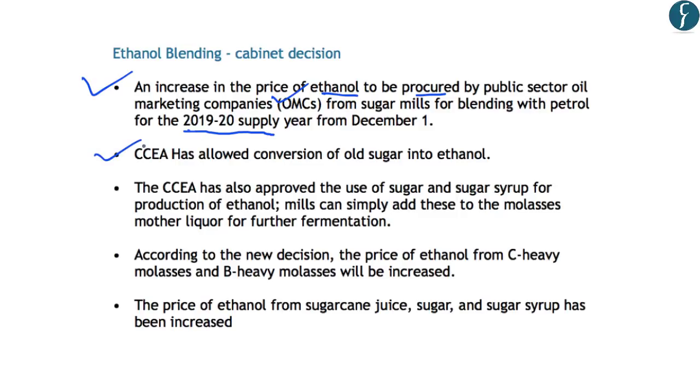Further, the Cabinet Committee on Economic Affairs has also allowed the conversion of old sugar into ethanol. The CCEA has approved the use of sugar and sugar syrup for the production of ethanol, and as a result the mill owners can simply add the old sugar to the molasses which is used for manufacturing ethanol. Also, the new decision has increased the price of ethanol from C-heavy molasses and also from B-heavy molasses. Later in this video, we will try to understand what is this C-heavy and B-heavy molasses. And further, the price of ethanol from the sugarcane juice, sugar and sugar syrup has been increased. So, the prices of procurement from all types of ethanol have been increased by the Government of India.